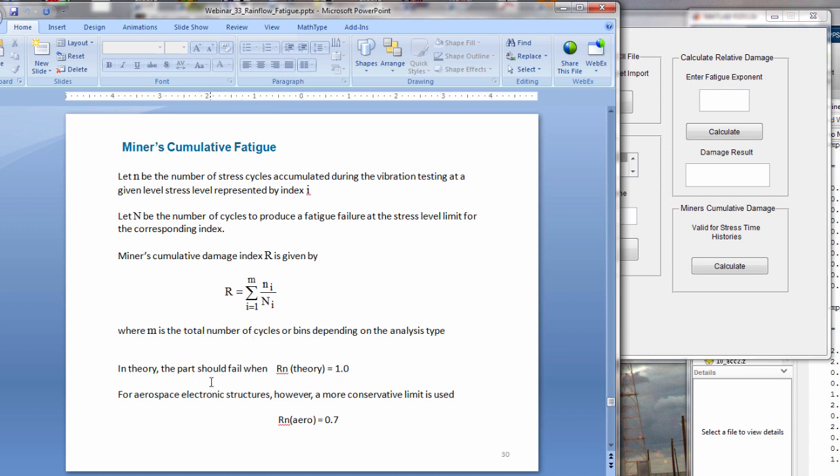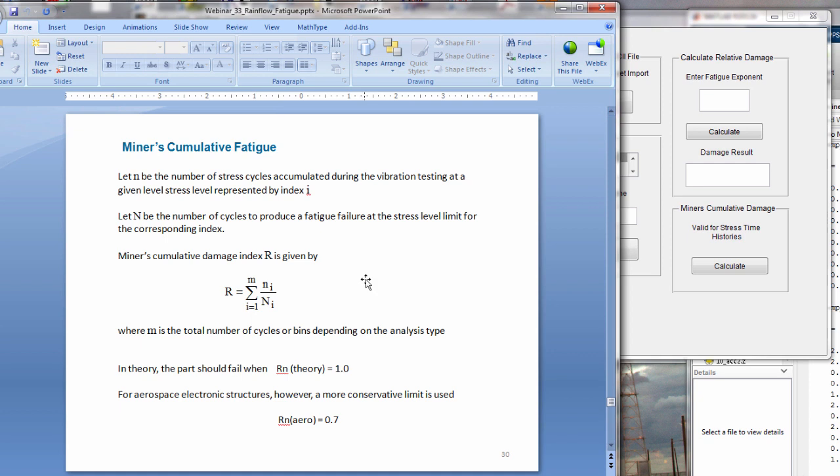But anyways, in theory, according to Miner's theory, the part should fail when the R value reaches a value of 1. But for conservatism, for example, Steinberg says that aerospace electronic structures should have a more conservative limit of 0.7. And if you want to be even more conservative yet, I'm sure you could find a lower not-to-exceed R, or just make one up yourself.